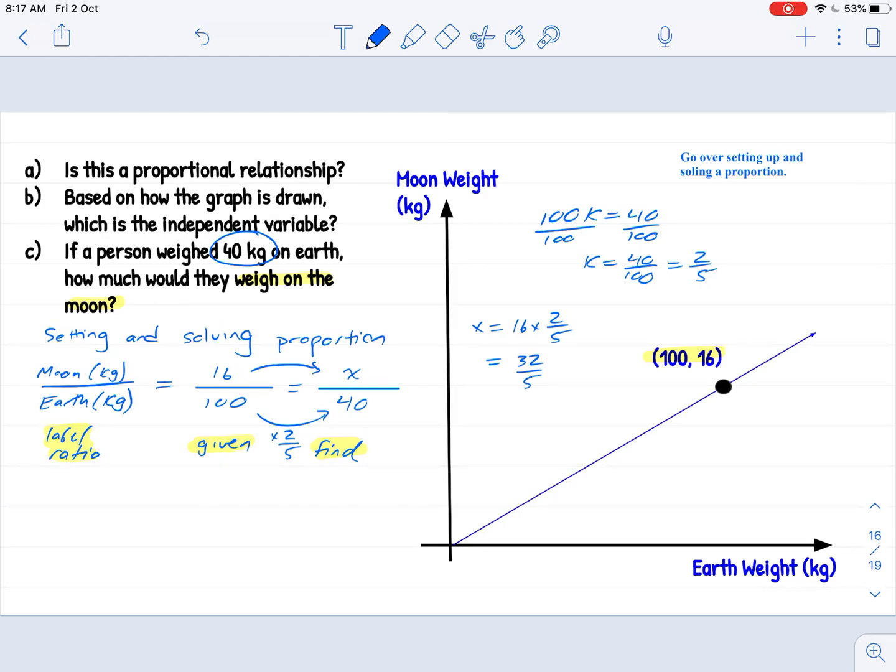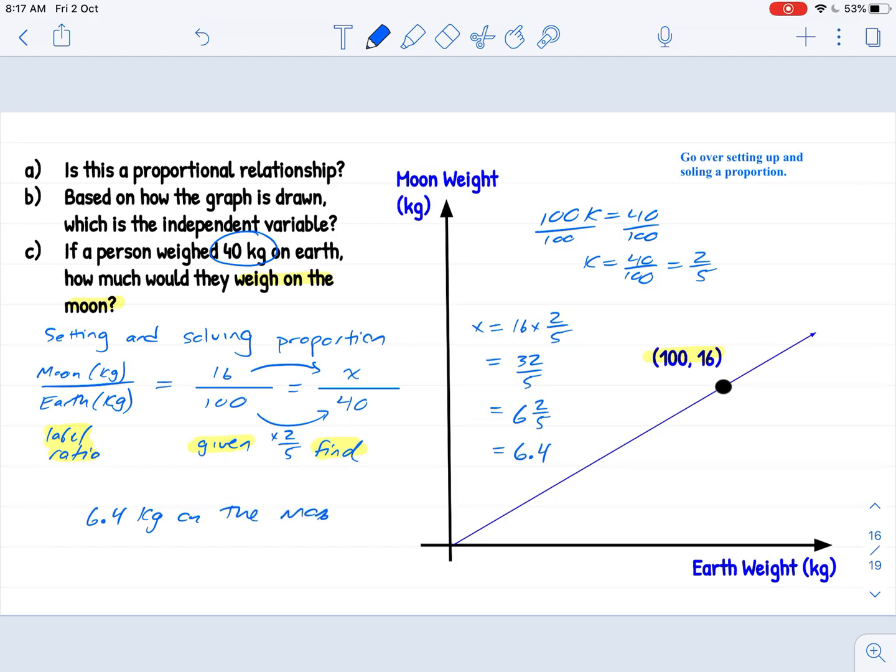32/5. I guess you could leave your answer like that, but really, no one says, oh, I weigh 32/5 kilograms. So I'd probably write it as a mixed fraction, 6 2/5. Or even better is probably writing it as a decimal, because that makes more sense when you're talking about weight. So the correct answer is that the person would weigh 6.4 kilograms on the moon.